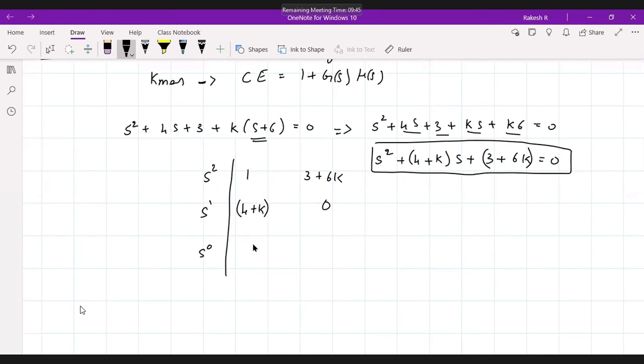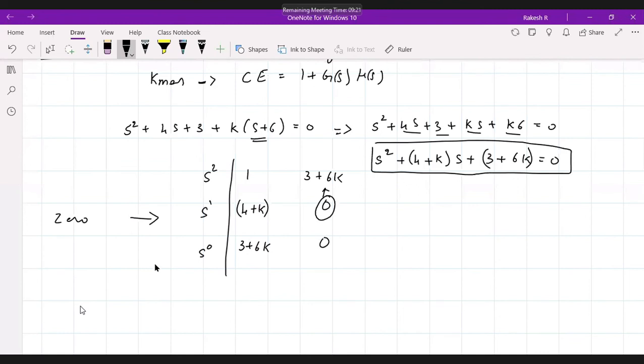Right. So what will be this term? This term will be 3 plus 6k here. Whatever we have directly above that I can write, so this will be 0. Right. Now, what do I need to consider? Which row do I need to make 0 to get the marginal k? This is the row I need to make 0 here.